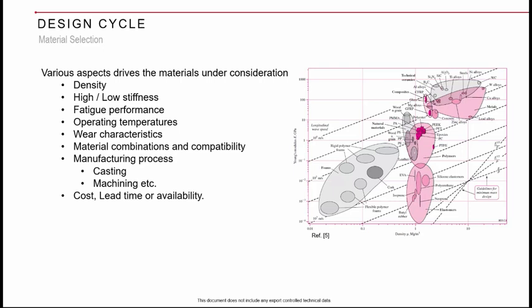So material combinations and compatibility, galvanic corrosion should be avoided. So these are general considerations. I mean, the remaining things are general considerations, but from the vibration perspective, the most important things are fatigue performance, density, and the stiffness aspect, and the wear characteristics.